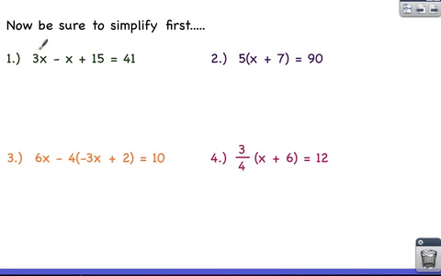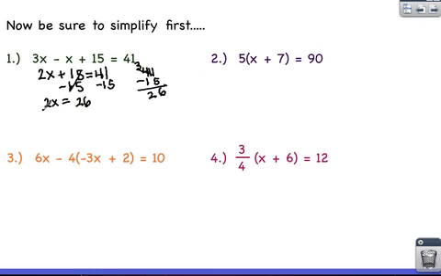Now number 1, you'll notice that we have 2 x's. Since those are like terms, we're going to begin by combining the like terms and get 2x plus 15 equals 41. And now I can move on to steps 3 and 4 by subtracting 15 from both sides and dividing by 2.